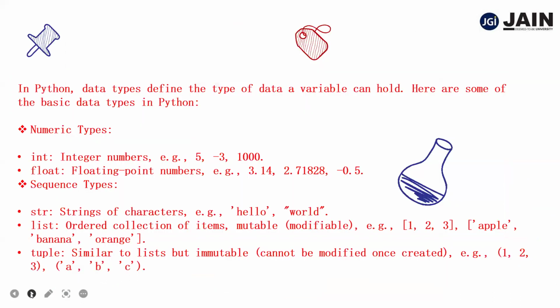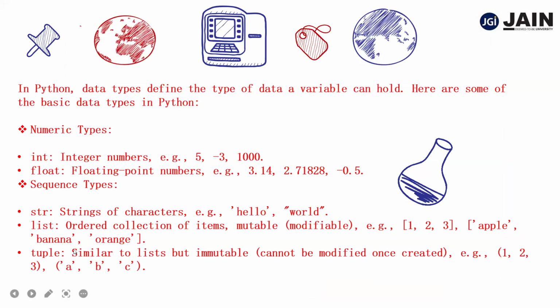Data types in Python. In Python, data types define the type of data a variable can hold. Here are some of the basic data types in Python. Numeric types. Int, integer numbers, example 5, minus 3000. Float, floating point numbers, example 3.14, 2.7, 2.71, etc. Sequence types. Strings, sequences of characters, example hello, world, inside inverted commas.